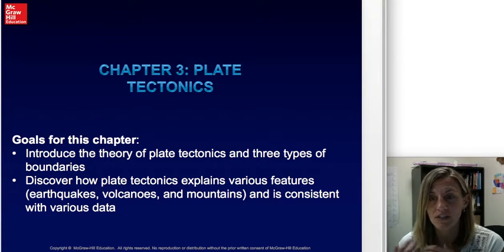So when we get to igneous rocks, we'll often be relating it to plate boundaries. With metamorphism, we'll be relating it to plate boundaries. With deformation, plate boundaries. So we want to make sure we understand plate boundaries pretty well and this whole idea of plate tectonics. And we'll also see not just the types of plate boundaries, but the features that we expect to see at each of these plate boundaries.